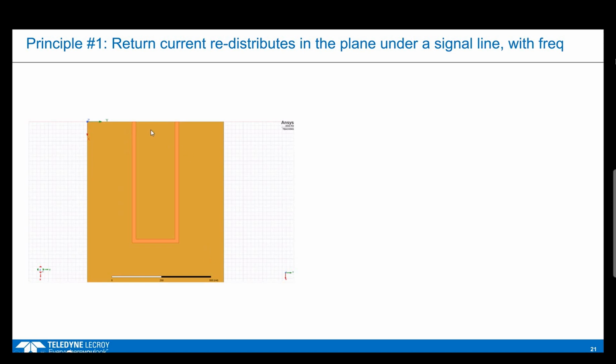We're going to start at 1 hertz, and at 1 hertz, we're going to send a signal in the signal and connect to the return. So we're going to send a signal and return in on this microstrip, and it's going to go all the way in there, and we're going to collect it out over on this end over here. And we're going to look at what is the calculated current distribution in that return plane at 1 hertz.